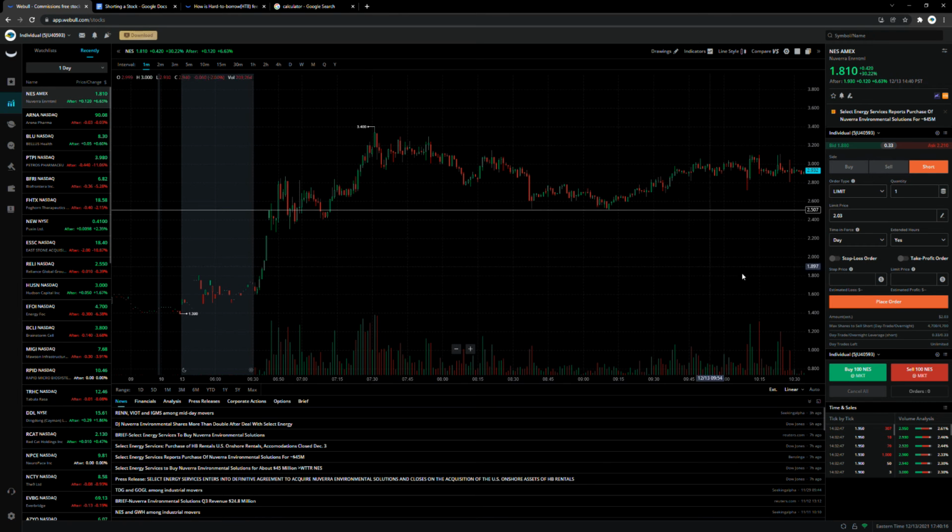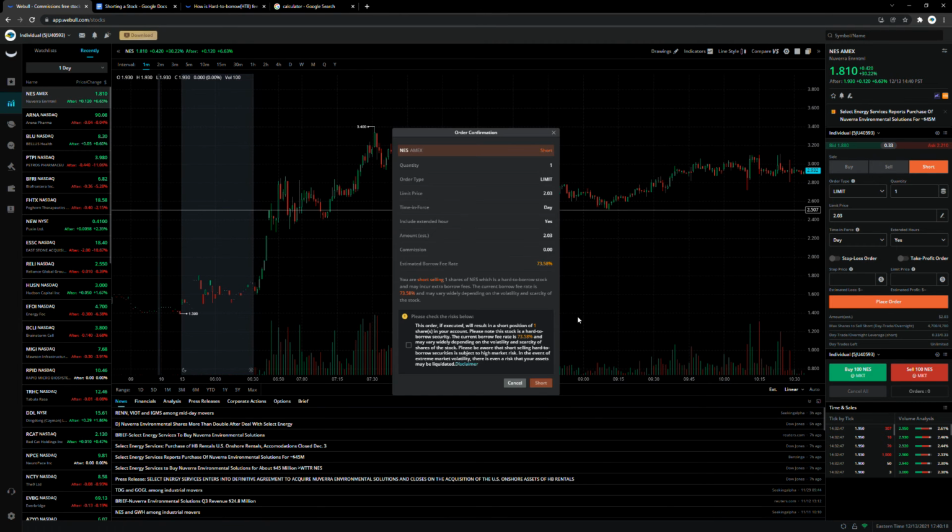If I was going to make the hard to borrow rate on NES a decimal, I just move that decimal place back 2 spaces, so 1, 2, and it's going to be 0.7358. That's going to be the decimal. That's how you find it. It's actually super simple.